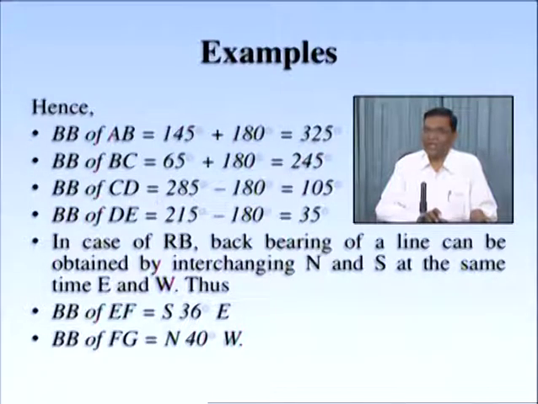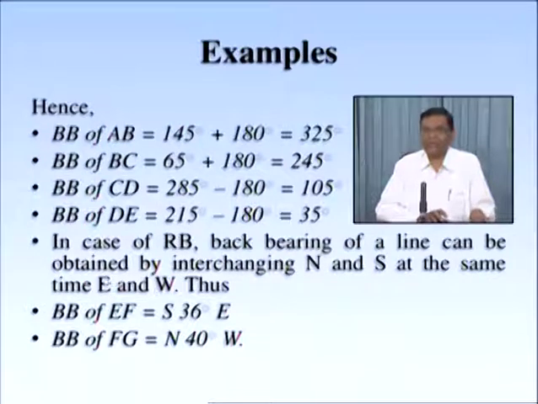And the last one for the line DE, the value is given 215, again it is more than 180 degrees, so you have to subtract 180 degrees, the answer is 35 degrees. So all these are nothing but the back bearings of lines AB, BC, CD and DE. Here the bearing which is given is the whole circle bearing.